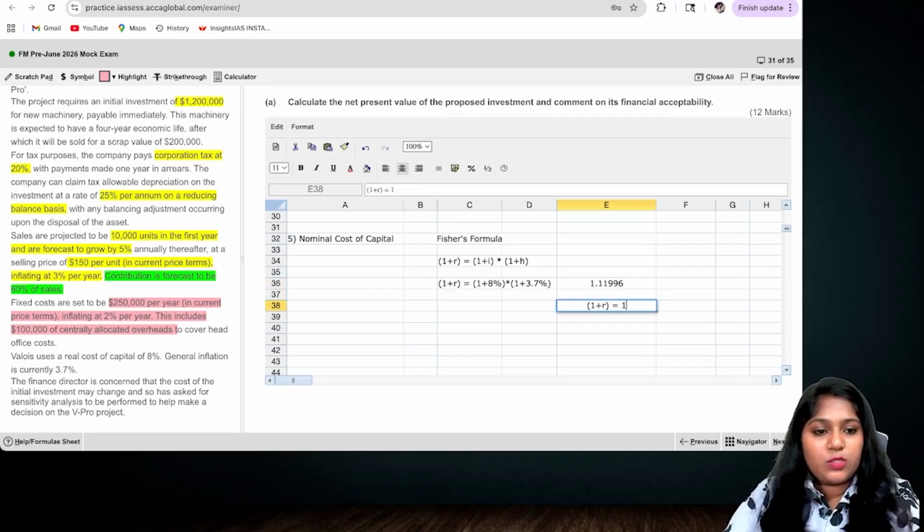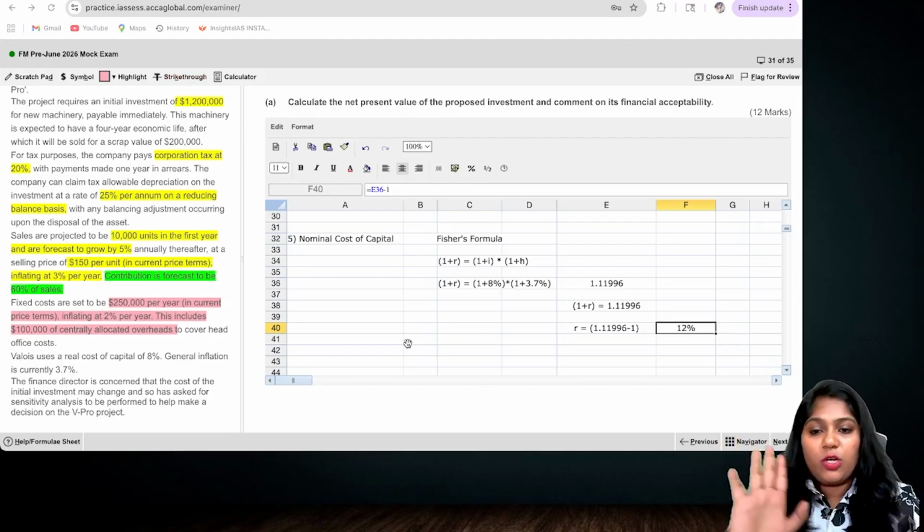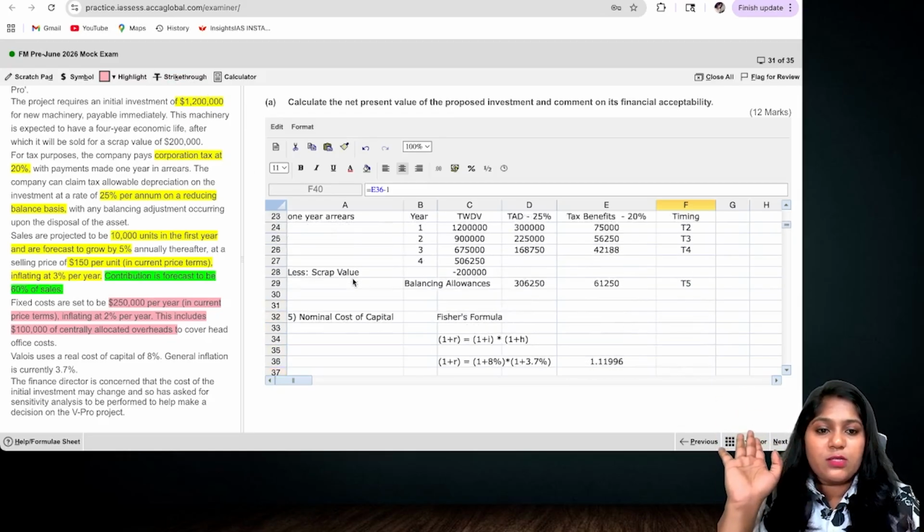So 1 plus R is equal to 1.11996. So can I take R is equal to 1.11996 minus 1? That should typically give me a value of how much? This minus 1, and convert into percentage is somewhere around 12%. Guys, you can keep 12%. Don't waste your time. 12%, because it's a section C question. It is not an AB question to get a precise value. 12%. That is your real cost of capital that we have to use in the discounting rate.